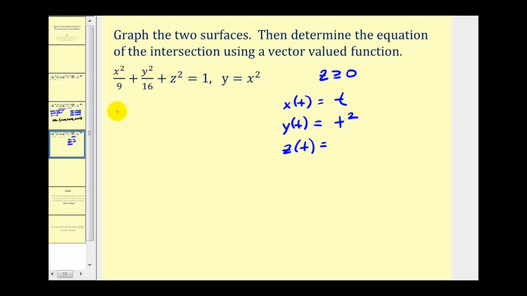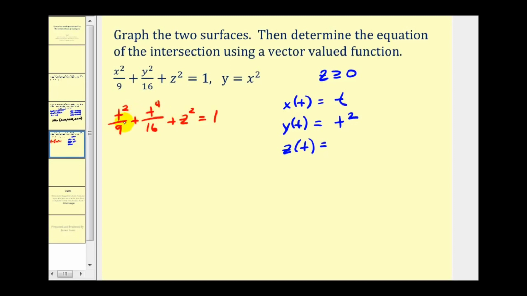So x squared would be the same as t squared. So we'd have t squared over 9 plus y squared would be t squared squared, or t to the 4th, over 16 plus z squared is equal to 1. Now we are looking for a way to express z as a function of t. Notice this equation now only has t's and z's. So if we solve this equation for z, it would be a function of t. So let's go ahead and do that.